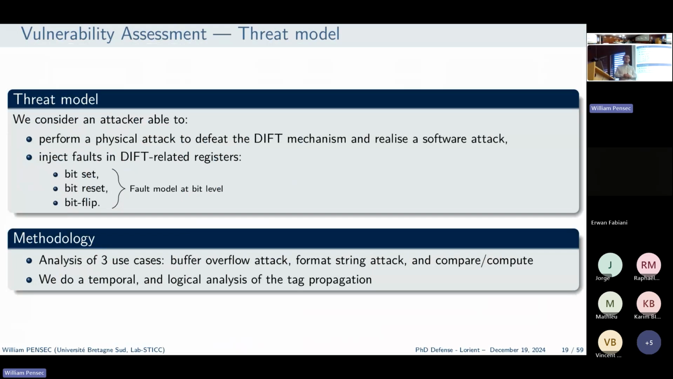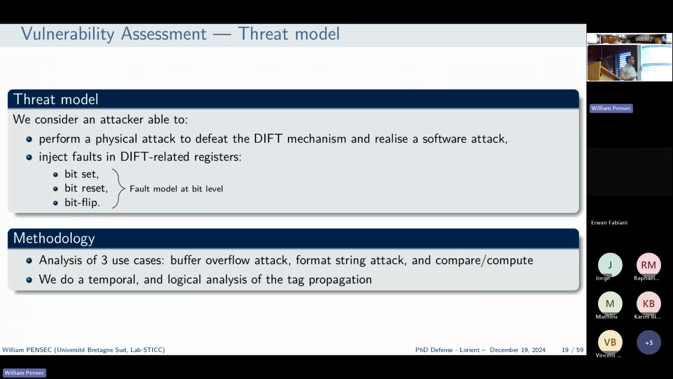For this vulnerability assessment, we consider an attacker able to perform a physical attack to defeat the DFT mechanism and realize a software attack. For that, he will inject faults in DFT-related registers, and these faults are bit set, bit reset, and bit flip. We consider these three fault models because they are at bit level, and the majority of our registers inside the DFT are on 1 bit.